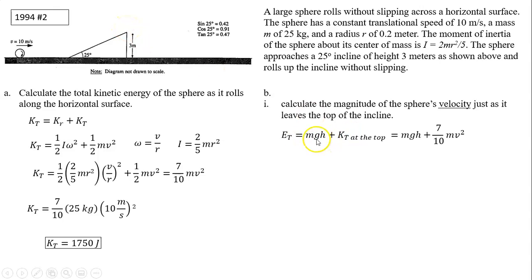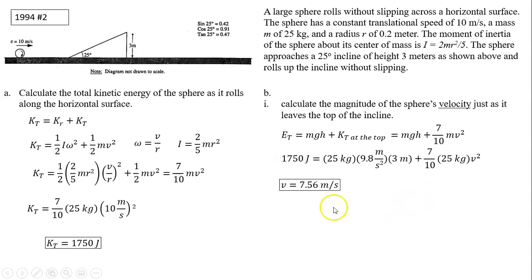So the total energy at the top is just gravitational plus the kinetic. Kinetic, because it's rolling without slipping, the kinetic energy is 7/10 mv squared. That's the part we got before. And from here, we can substitute all the numbers and solve for v. E total is just the energy from before. So you should have v equals 7.56 meters per second.